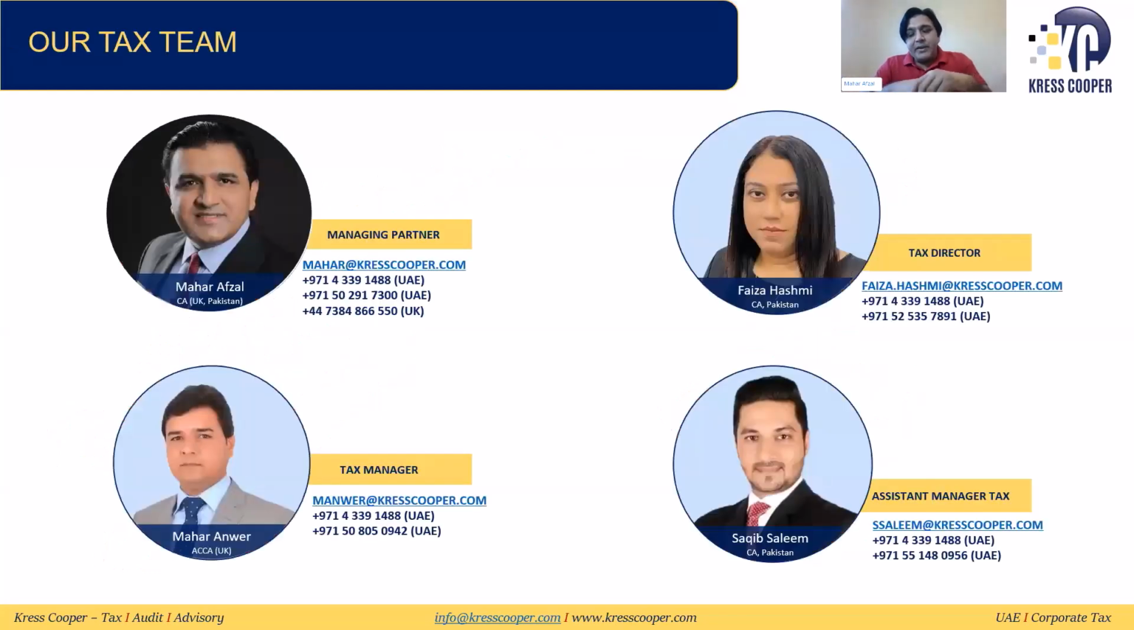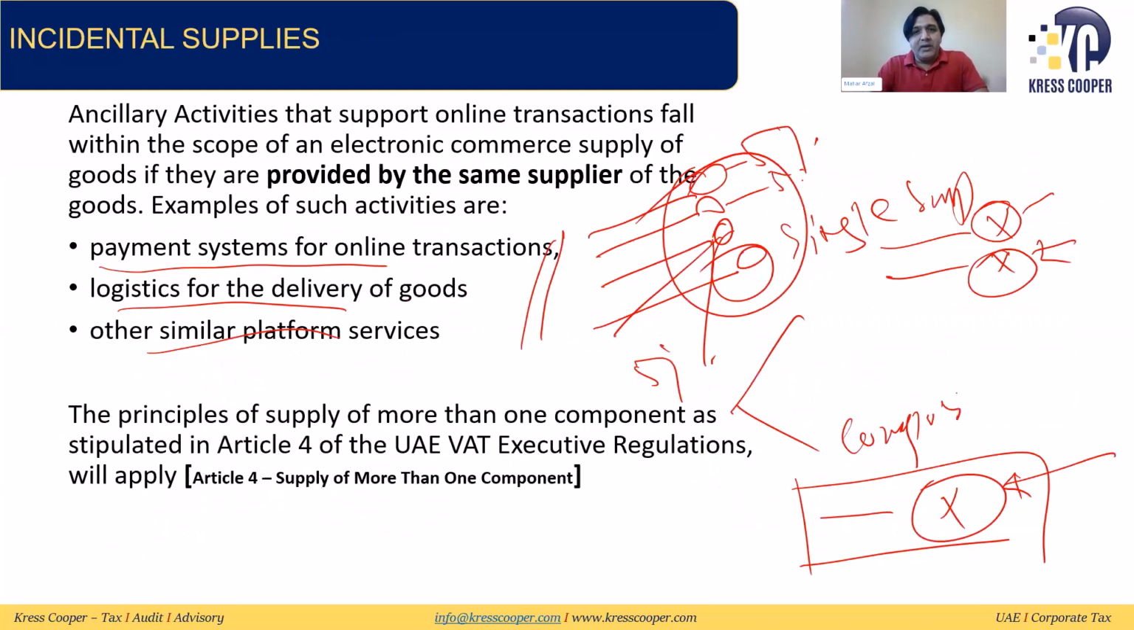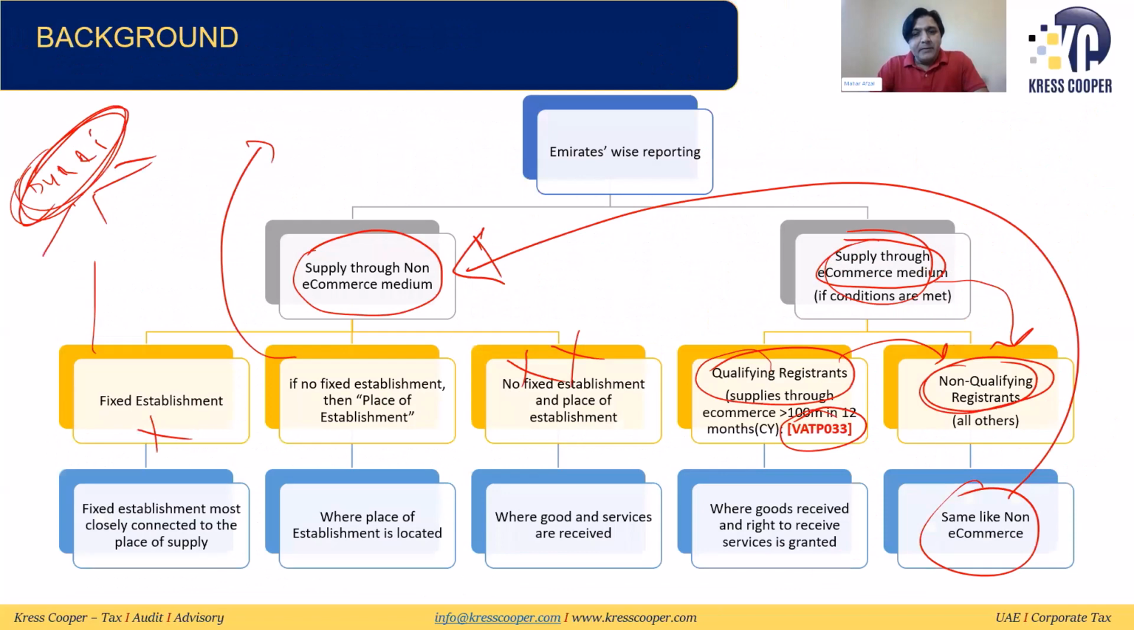From my side, whatever we have discussed till now, I'm going back to the same. I just wanted to highlight the same thing that we discussed. This diagram is very important: Emirates-wise reporting. First of all, we need to identify, are we supplying through the e-commerce medium, or are we not? If we are supplying through the non-e-commerce medium, we need to identify the fixed establishment and report in the Emirate most closely connected to the fixed establishment.